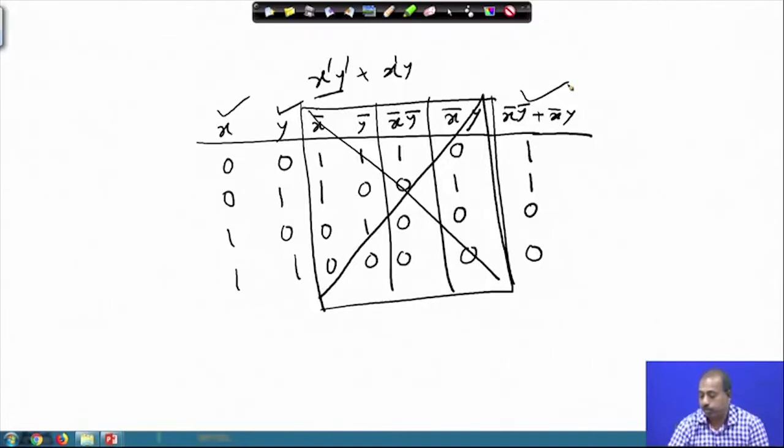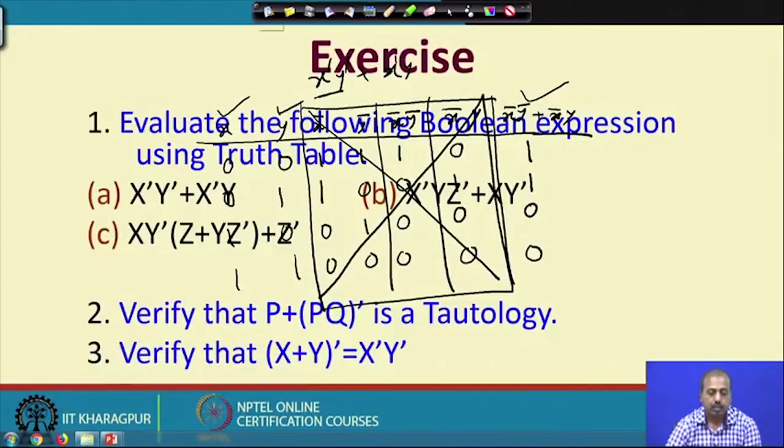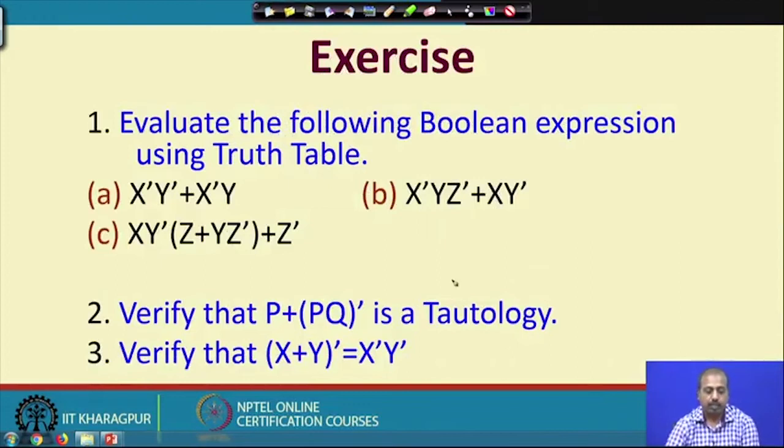So, a truth table will have an input part and an output part. The input part will have all the variable combinations, and the output part will have the corresponding value of the function. So that is the function that we are talking about. Similarly, you can do the other part, x bar y z bar x y bar. So this is one problem.